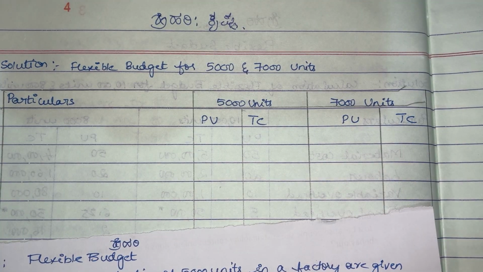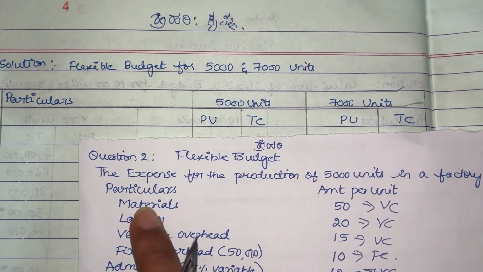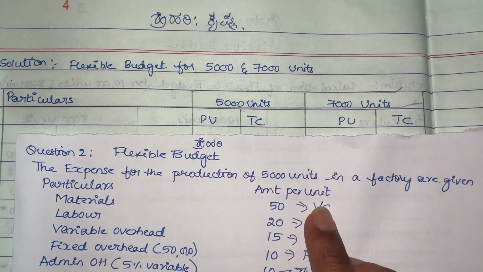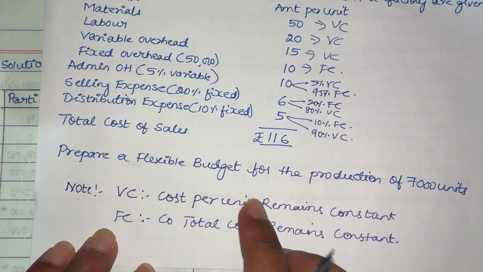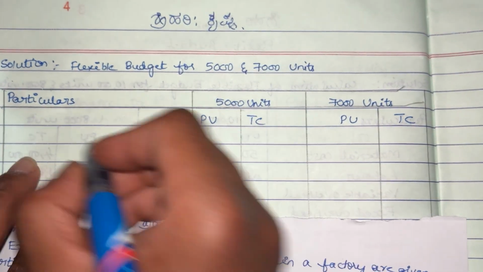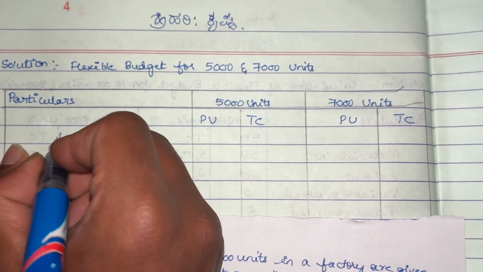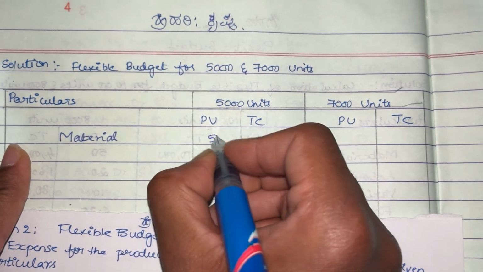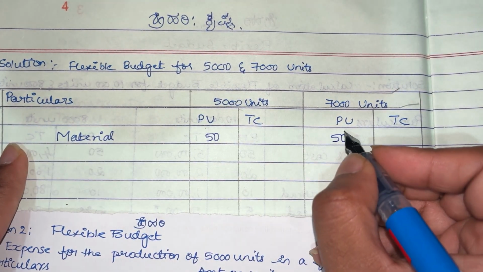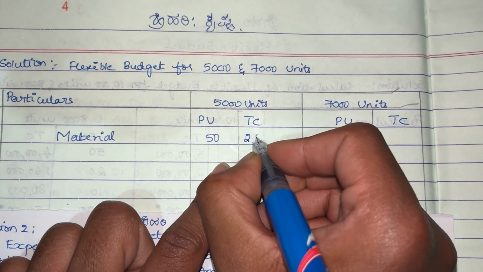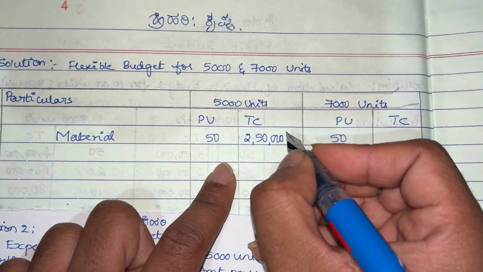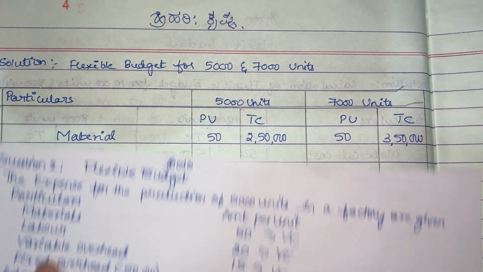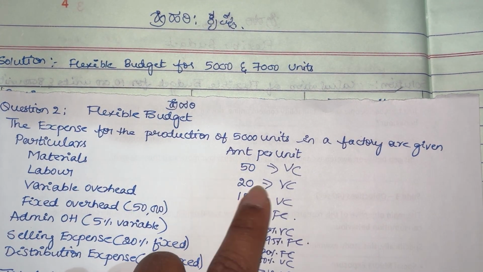So we will start with this. What is the thing that we can start with? Material. What is material cost? I think it is variable cost. In the case of variable cost, what remains constant? Cost per unit remains constant. So first I will write here material, 50 rupees. I think it comes up to 2,50,000 and 3,50,000.